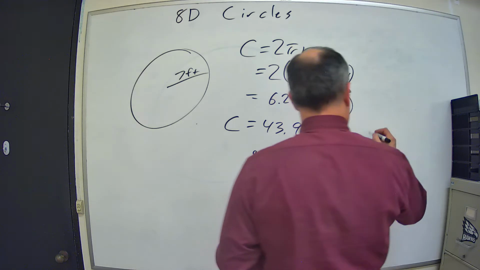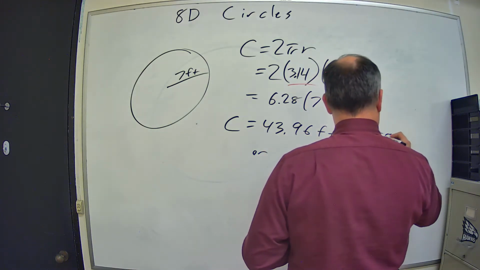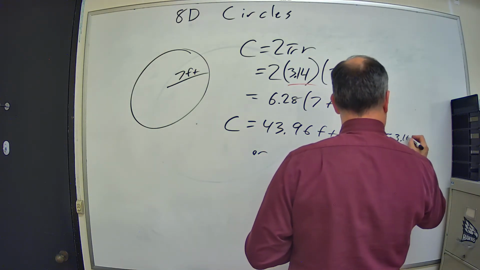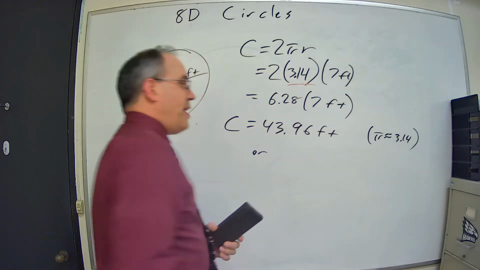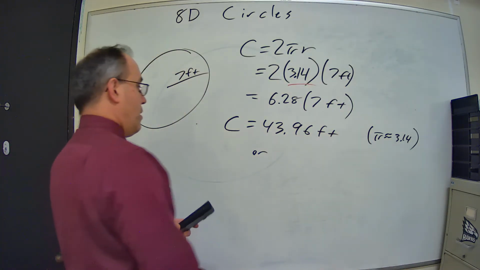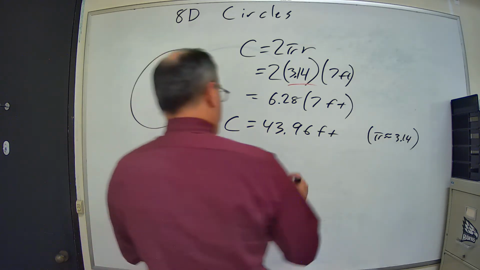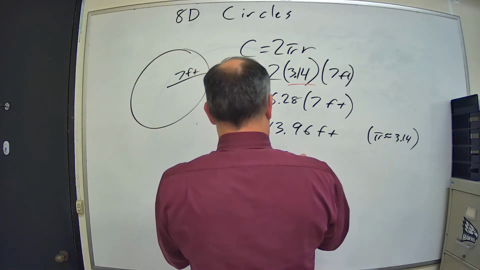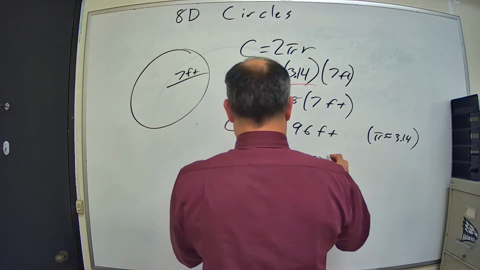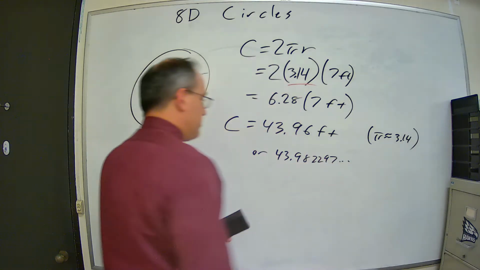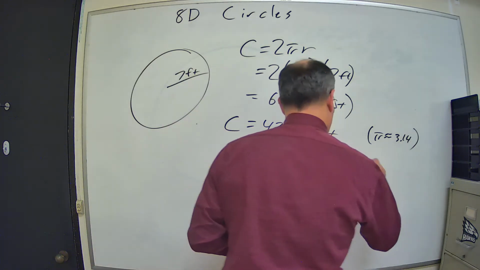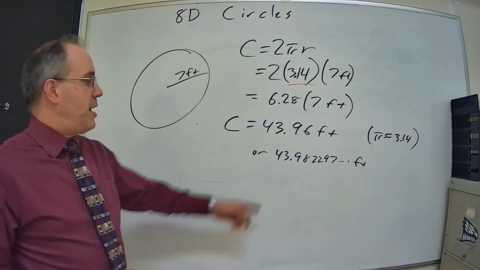I'm going to put this over here. Pi approximately equal to 3.14. That's where we got that number from. But plugging it in using the calculator to do the calculation, we got 43.982297 feet. And we see there's a slight difference there.